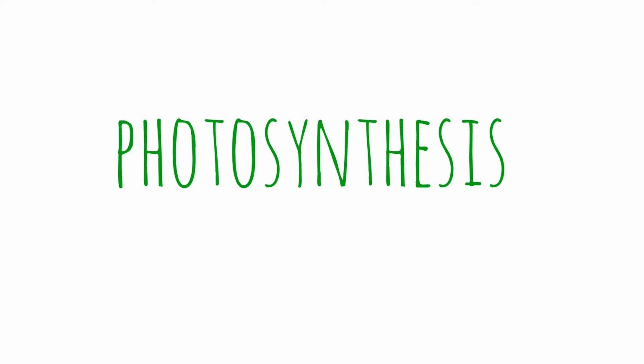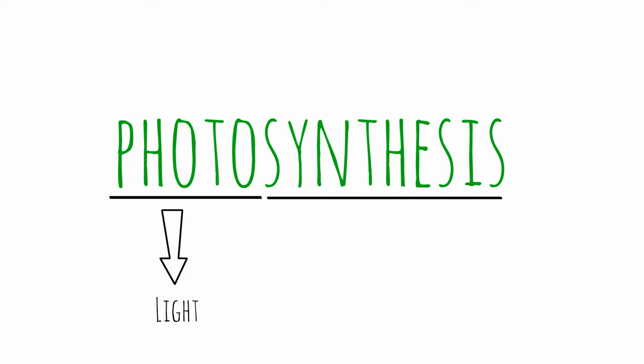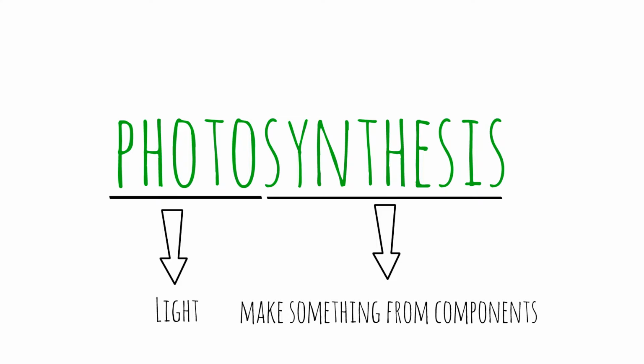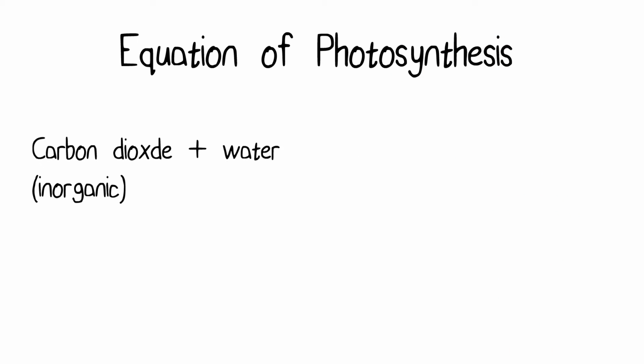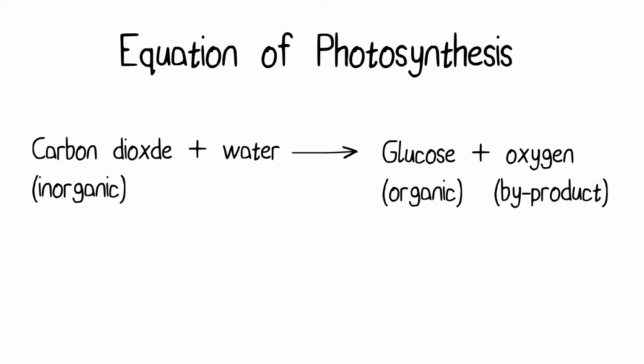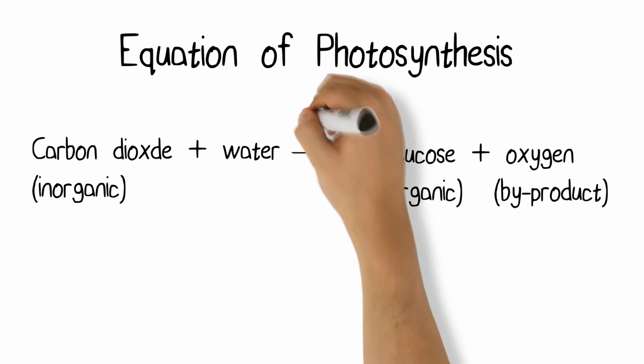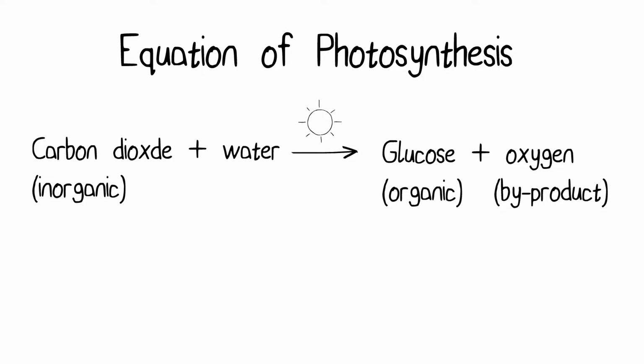Photosynthesis can be broken down into two words: photo, which means light, and synthesis, which means to make things from components. In photosynthesis, carbon dioxide and water are used to make a molecule of glucose plus a byproduct of oxygen. This reaction requires sunlight and a pigment molecule known as chlorophyll.